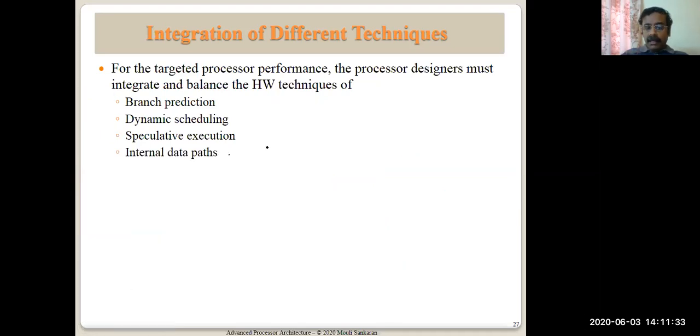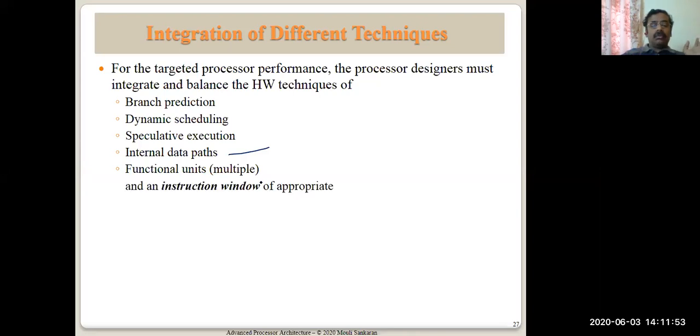Internal data paths: how you pass on the register renaming values, renamed register values, in the reservation stations. That is the internal data path. Many functional units: you need to have many functional units so that parallelism can be better. And you have to keep the instruction queue wider, and the bus connecting the instruction memory also wider, so you get more instructions from the instruction cache, and you do decoding and all that.